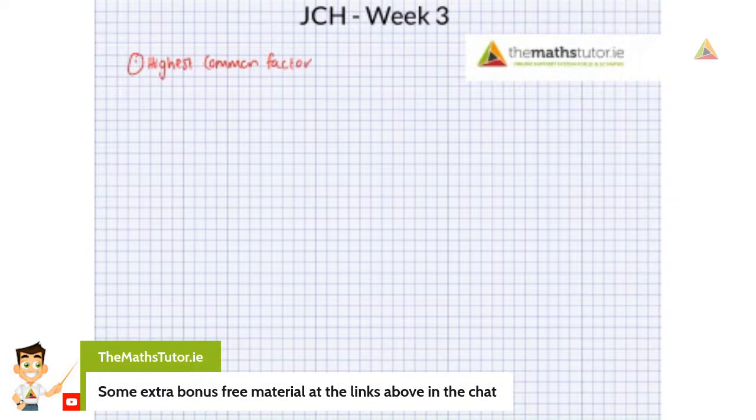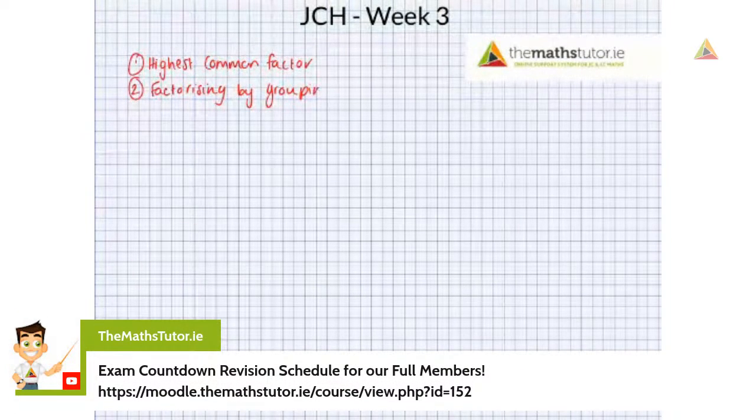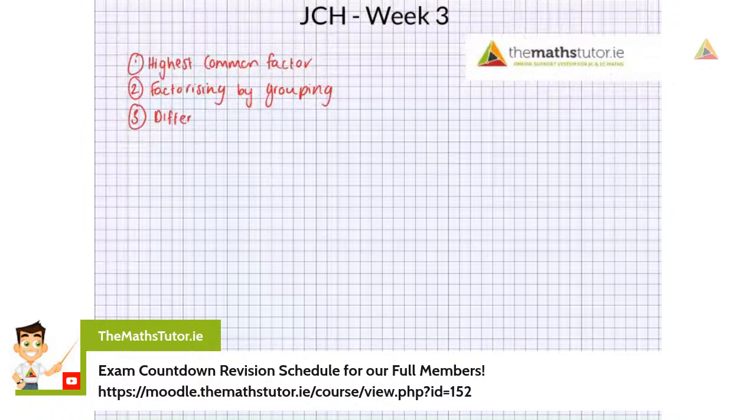The second thing we're going to be dealing with this week is going to be factorising by grouping. And it's really important as well that you're able to pick out which one of these types of factorising it is from the exam paper. And the third one is difference of two squares. And again, we've met this before, but we'll just be doing a bit of revision and going back over it.